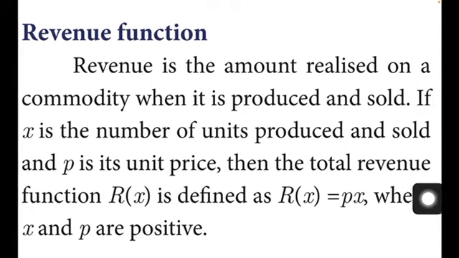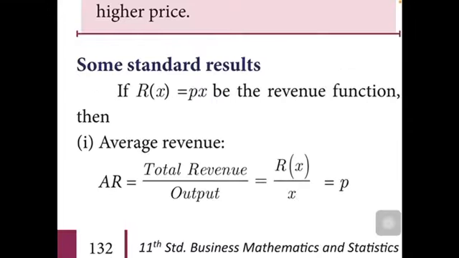And what is the total revenue? Total revenue is P into X, that is R of X. R of X is the revenue function. So, revenue function is equal to P into X. P is the unit price. X is the number of units produced and sold. As we have calculated for the cost function, now we are going to calculate average revenue.